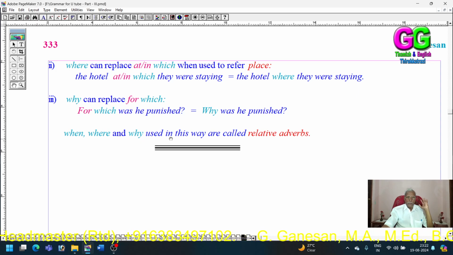When, where, and why used in this way are called relative adverbs.